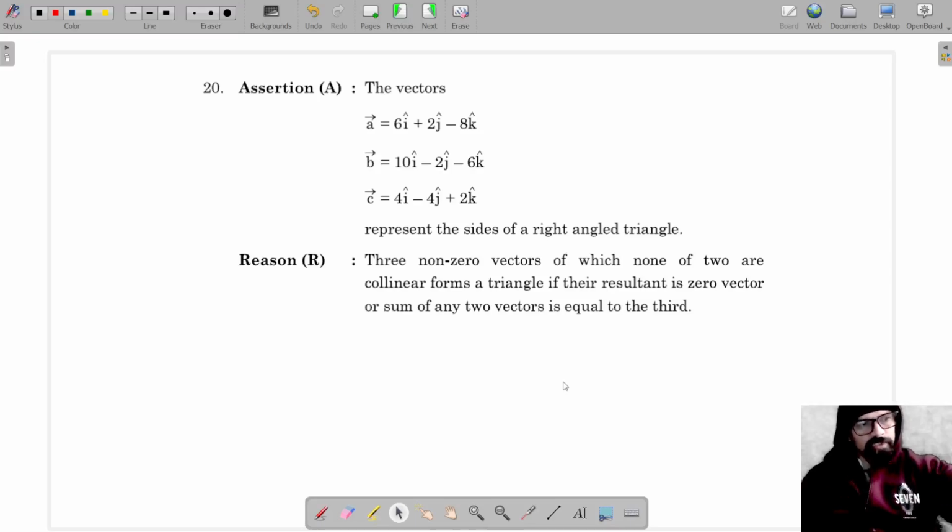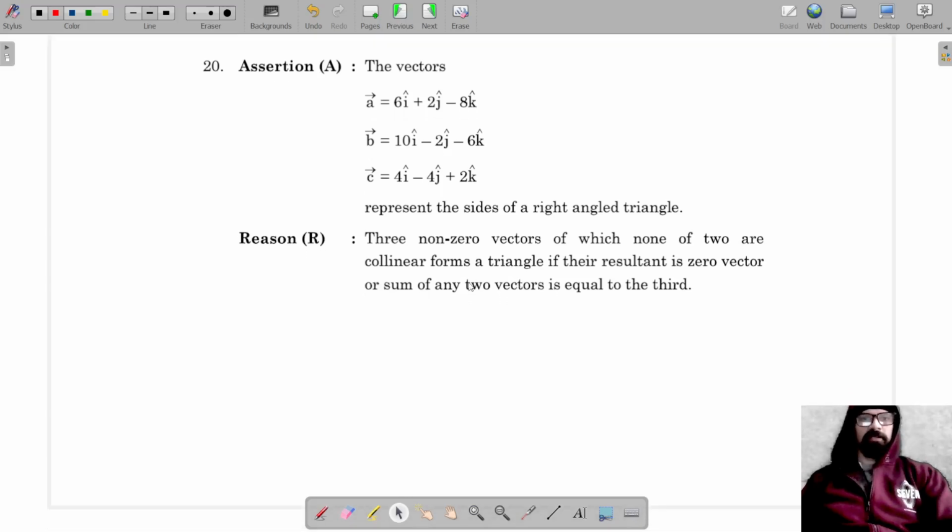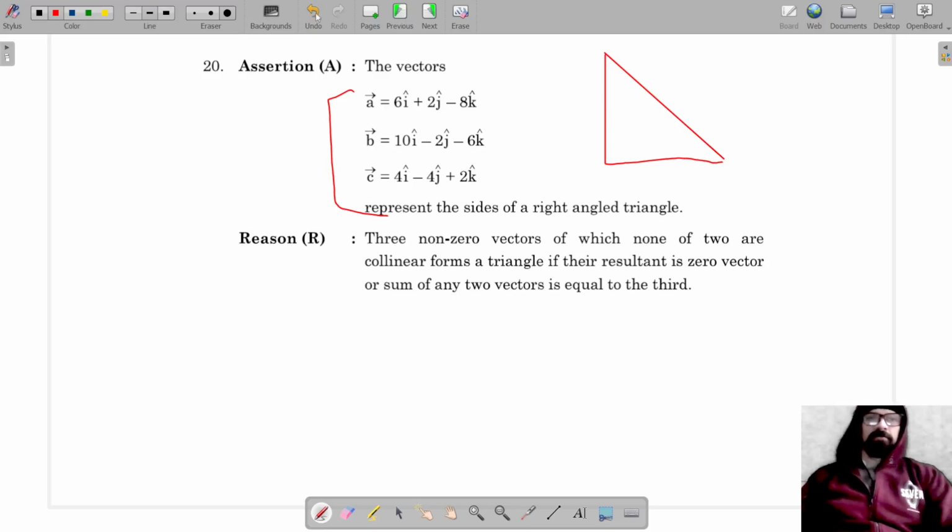Okay, for question number 20, for the assertion, it's given that these vectors represent the sides of a right angle triangle. And we know that a right angle triangle is one in which one angle is 90 degrees. If these are the sides of this right angle triangle, that means out of these three sides, two sides are perpendicular to each other.